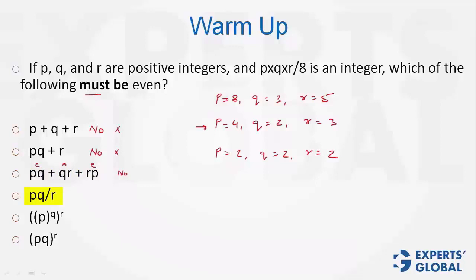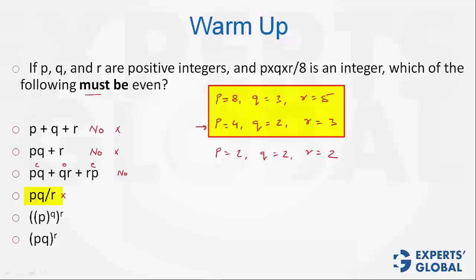For pq divided by r, there will be a lot of cases where pq divided by r will not be an integer in the first place. Something like this. See, pq divided by r is a fraction, so of course it won't be an integer in such cases, leave alone being an even integer. So here also, we can say that no, this is not even in all the cases.